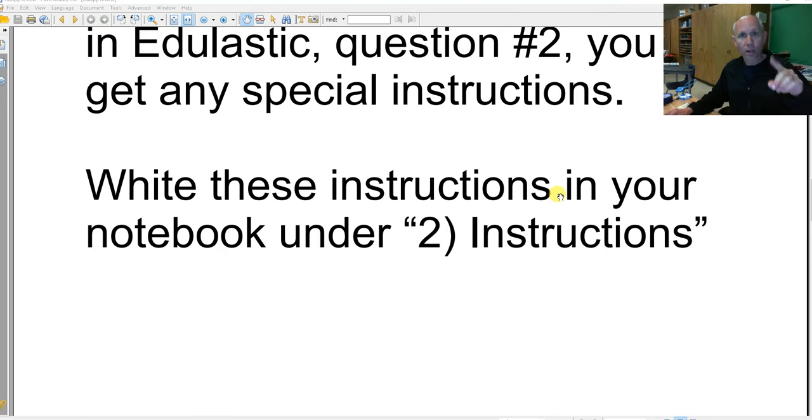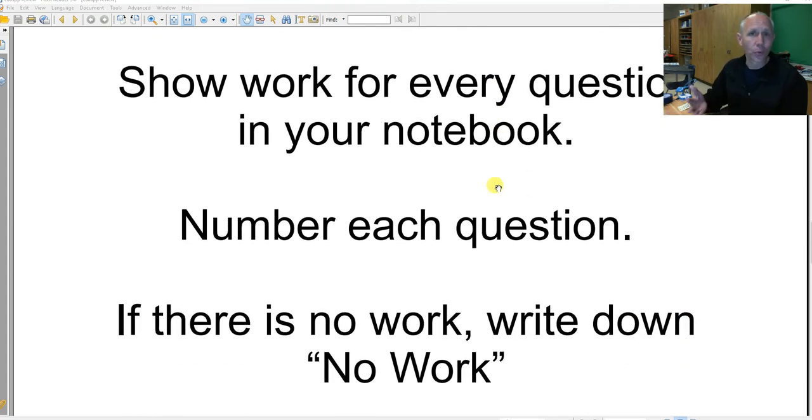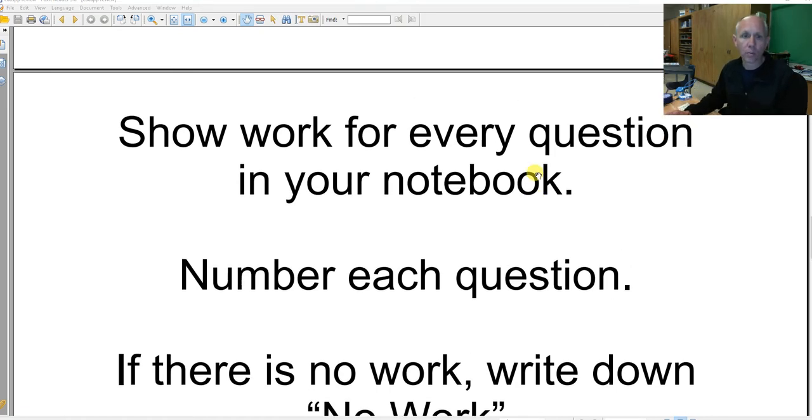So we've done question number 1, which is this video. We've done question number 2, which is writing down the instructions. You're now going to go on to questions 3 through whatever. You need to show work for every question in your notebook. You need to number every question. So 1, 2, 3. Do not pre-number it. Pre-numbering is not a wise thing to do. That's because if you pre-number, you don't know how much space you're going to need for a question.